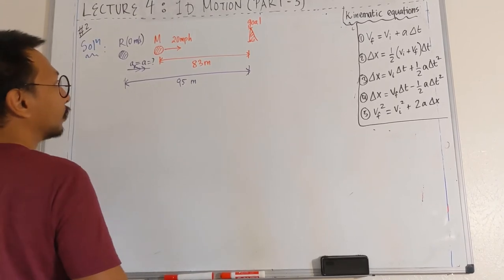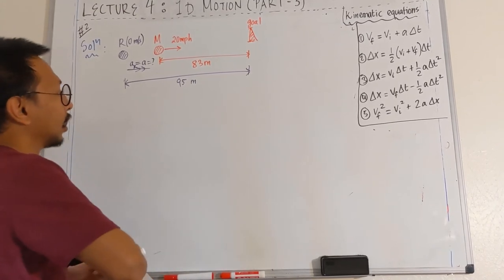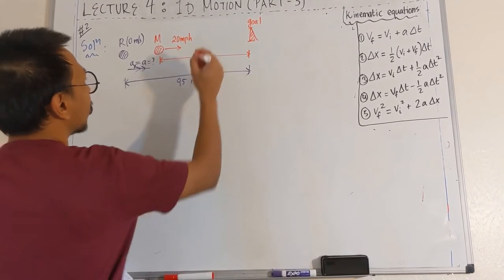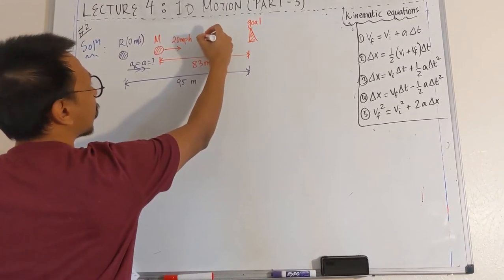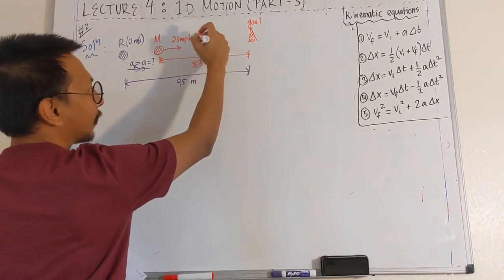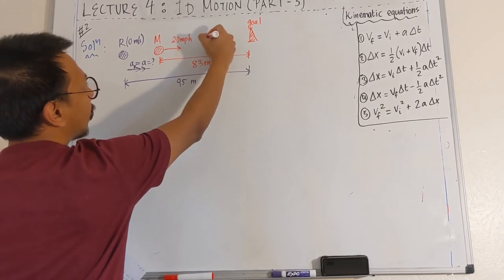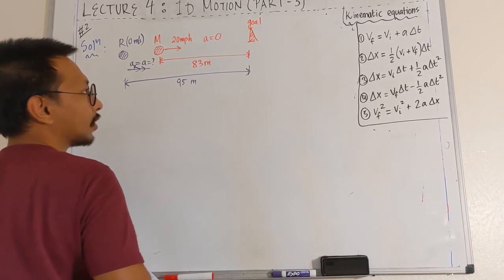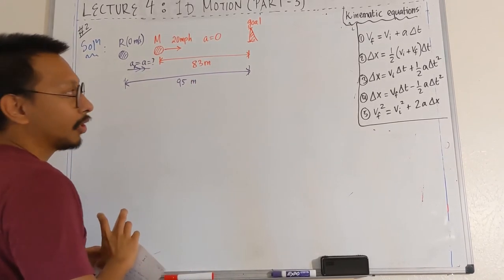Okay. But Messi was running at a constant velocity. Constant velocity means velocity wasn't changing. If velocity doesn't change, acceleration is 0, because acceleration is defined as change in velocity over change in time. Okay.